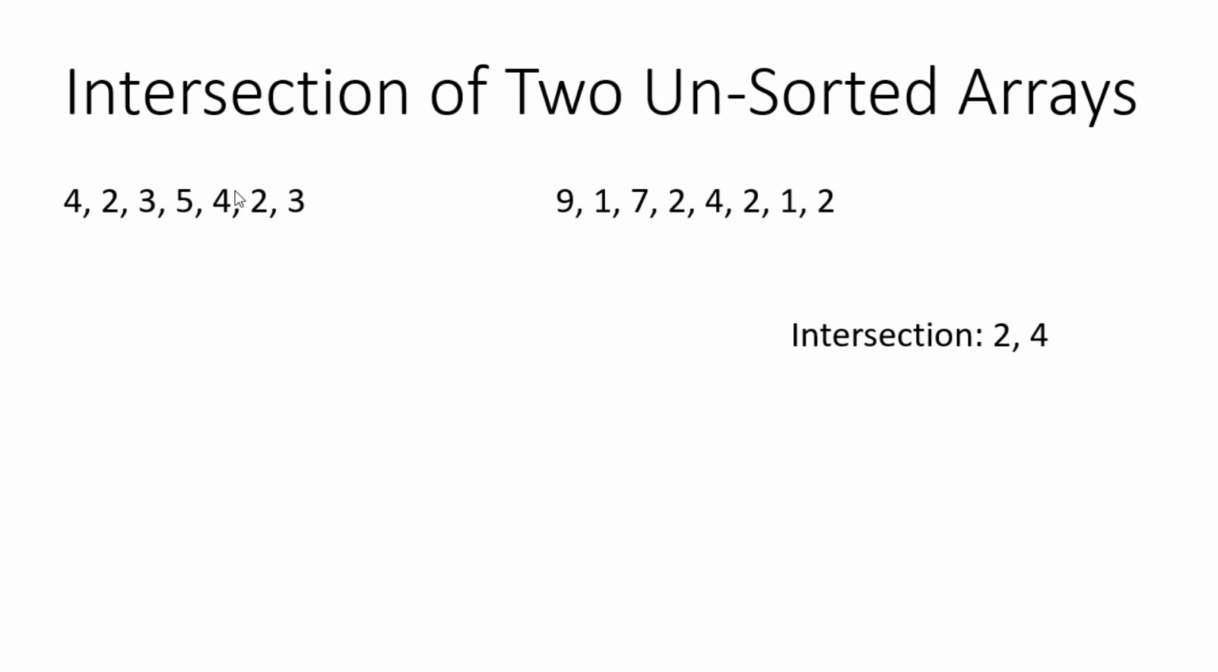In hashing we'll use a set, right? So what is the feature of a set? A set can contain only unique elements, right? So what I'll do, let's say I have i pointing to this one and j pointing to this one, right? And I'll take a set. So here I have one set.